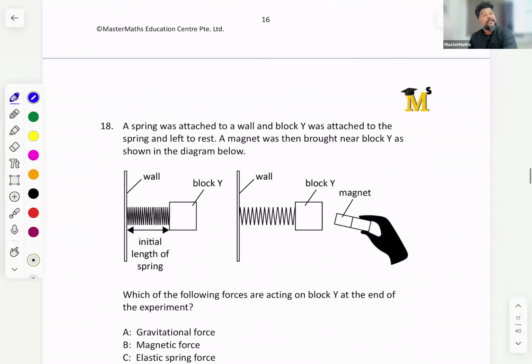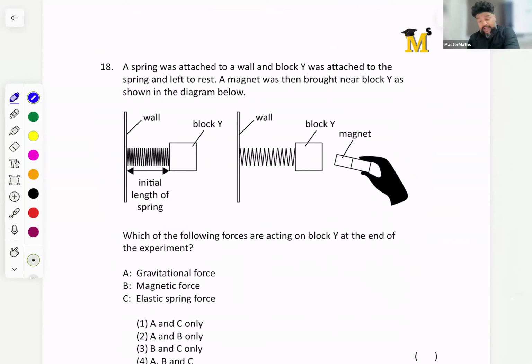Okay, question 18. A spring was attached to the wall and block Y was attached to the spring and left to rest. A magnet was then brought near block Y as shown in the diagram below. Now the magnet will attract block Y. When it attracts block Y, the spring started to stretch. And when the spring stretches, elastic spring force wants to return back to the original shape. So it's pulling the block back. Magnet is pulling it that way. Elastic spring force is pulling the block back.